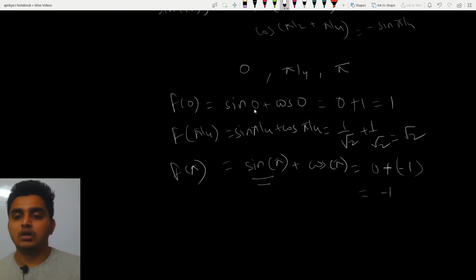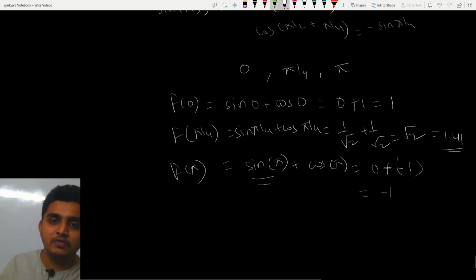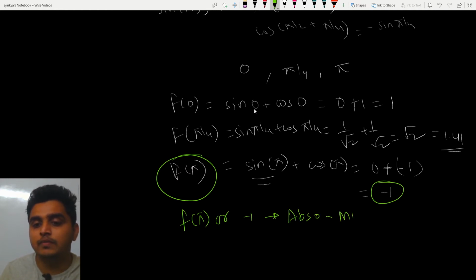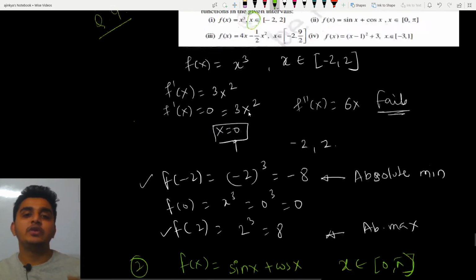So now we need to find out what the values are. Root 2 is nothing but 1.41. So clearly we can say that we have two values over here. f of pi is minus 1. So you can say that f of pi, or minus 1, is the absolute minimum value of this particular function, and f of pi by 4, or the value 1.41 or root 2, is the absolute maximum value of this particular function. So now we are done with question number 2.